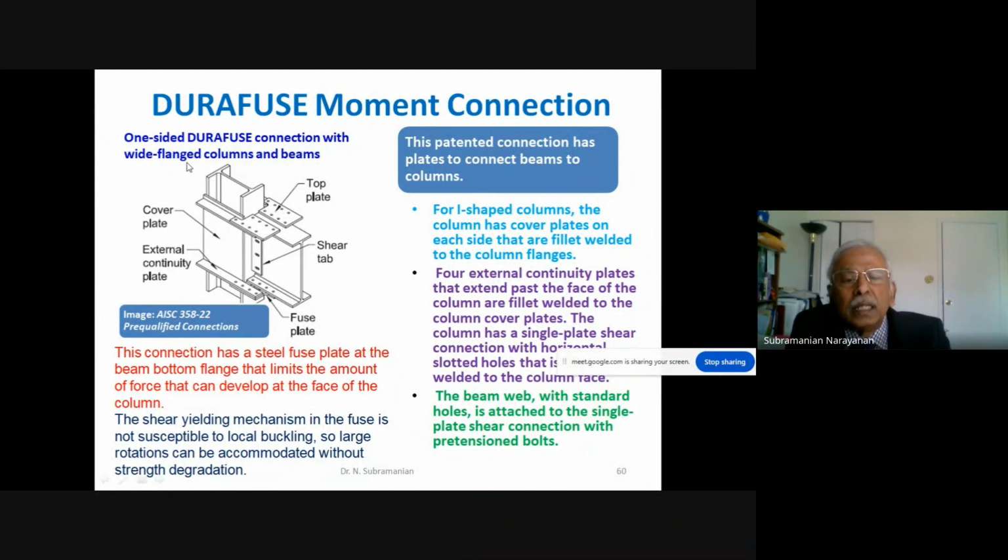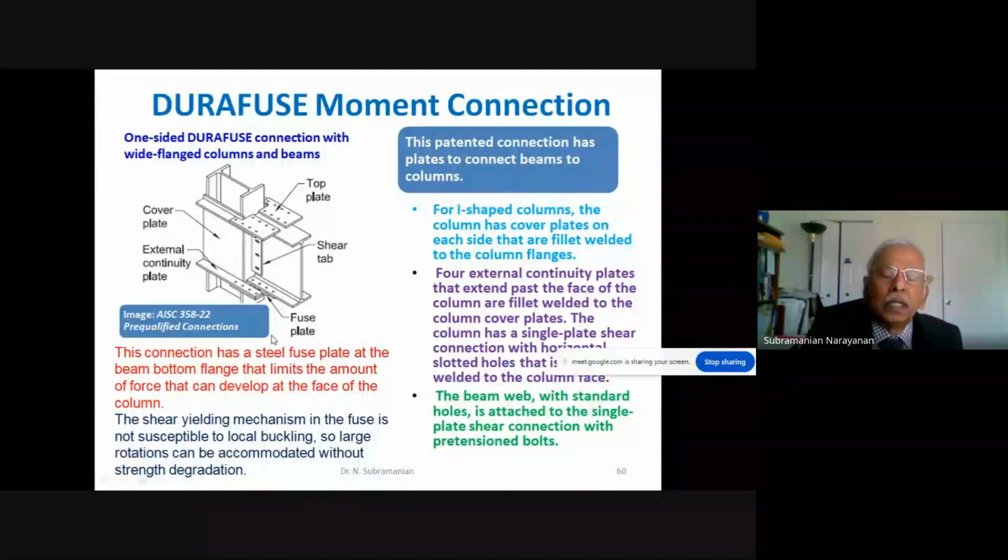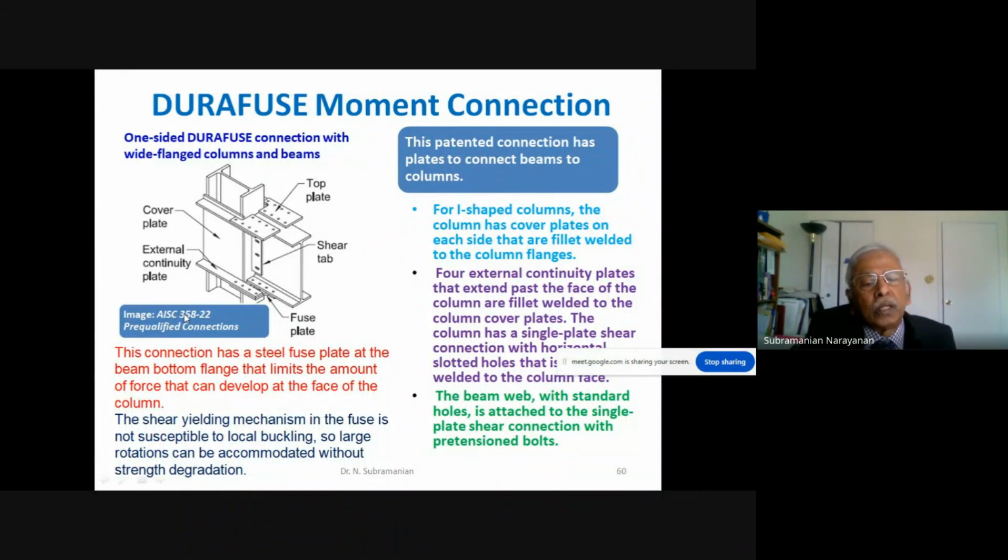And there are other details which are provided in the AISC 358. Four external continuity plates that extend past the face of the column are fillet welded to the column cover plate. The column has a single plate shear connection with horizontal starter holes, and the beam web with standard holes is attached to the single plate shear connection with pre-tensioned bolts. So you may refer for the equations and also more details in the AISC 358. I think all AISC codes can be downloaded free.